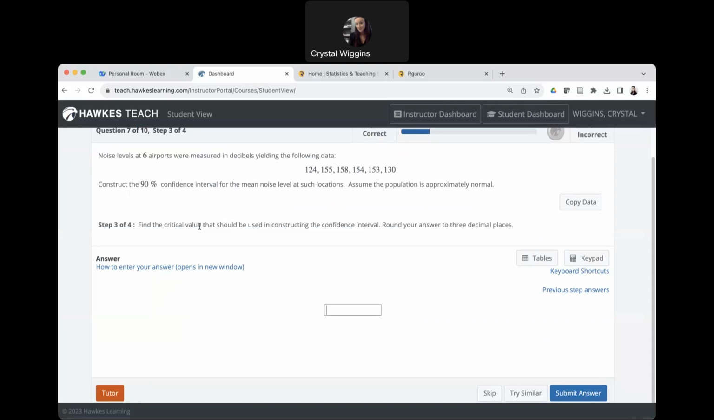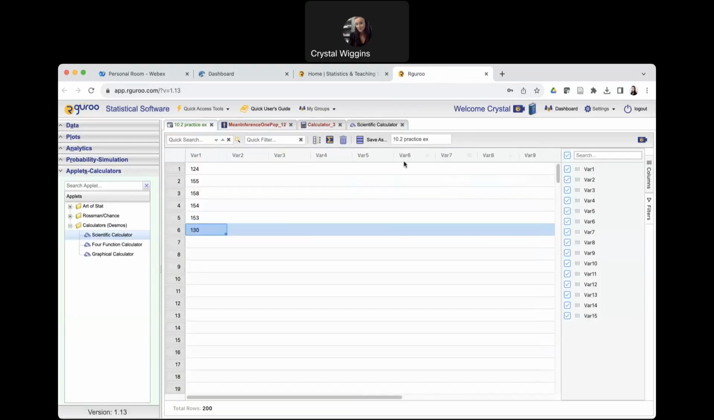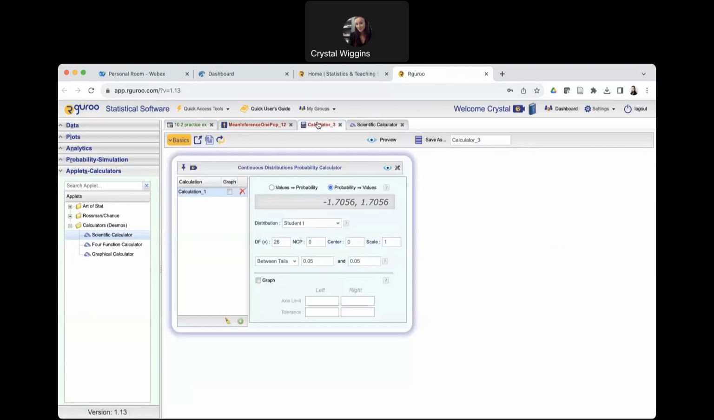Or do I need a t distribution? We are not given the population standard deviation in this problem. We could only calculate a sample standard deviation from the sample data given. Therefore, we will be selecting a t-distribution. So I'm going to close out this summary screen. I'm going to head back to my probability calculator.